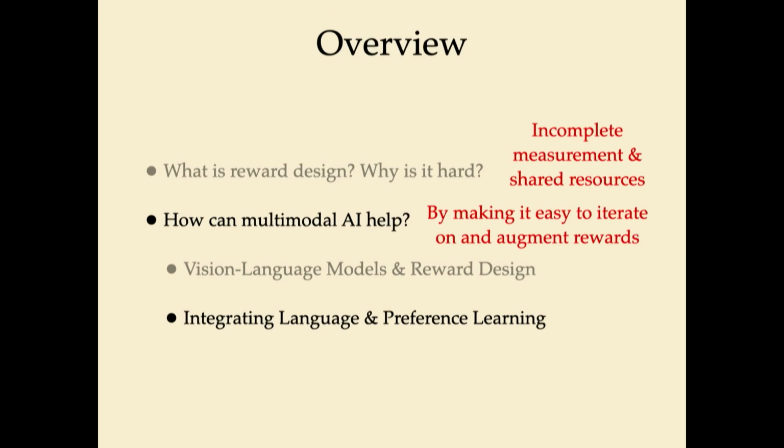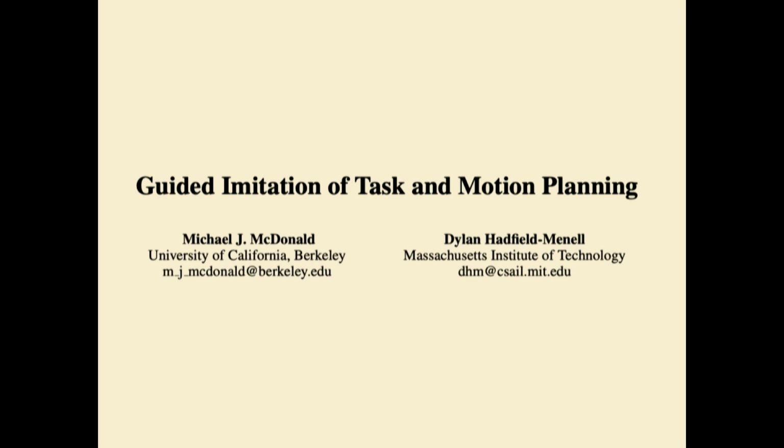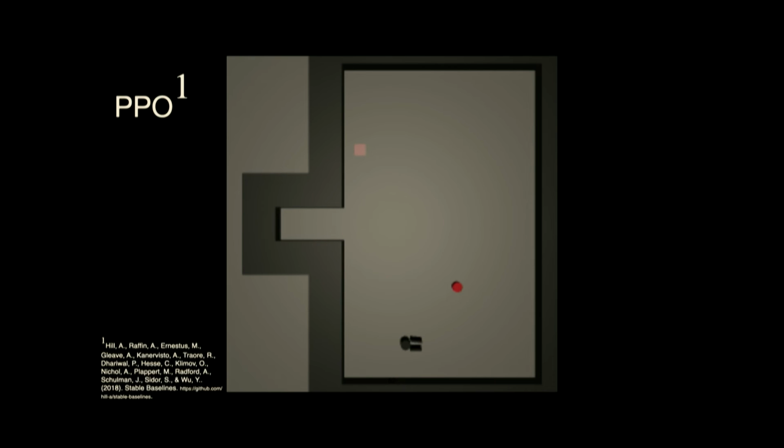So that's one approach and way that multimodal AI systems can help us with reward engineering and alignment for systems. The other approach that I'm excited about is integrating language directly into robot control. This is building on some work that I did in 2021 with Michael McDonald on guided imitation of task and motion planning. The basic idea is that if you just do pure RL, some of the challenges with that humanoid control were related to it being difficult to get RL systems to optimize effectively.